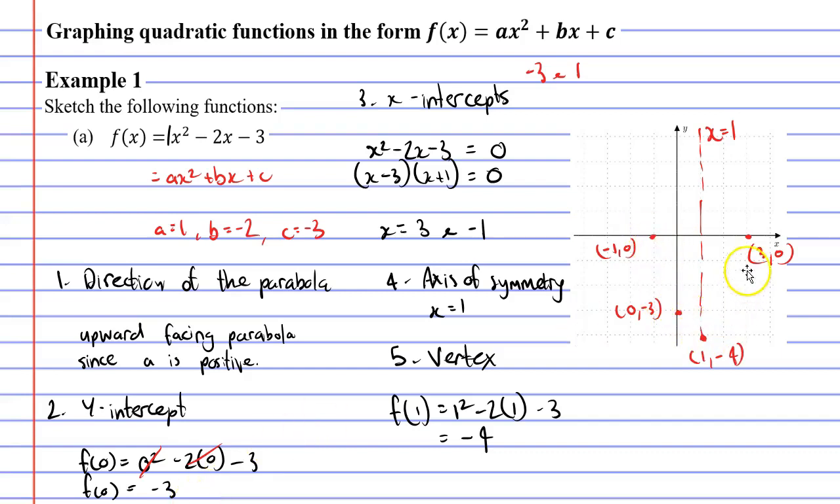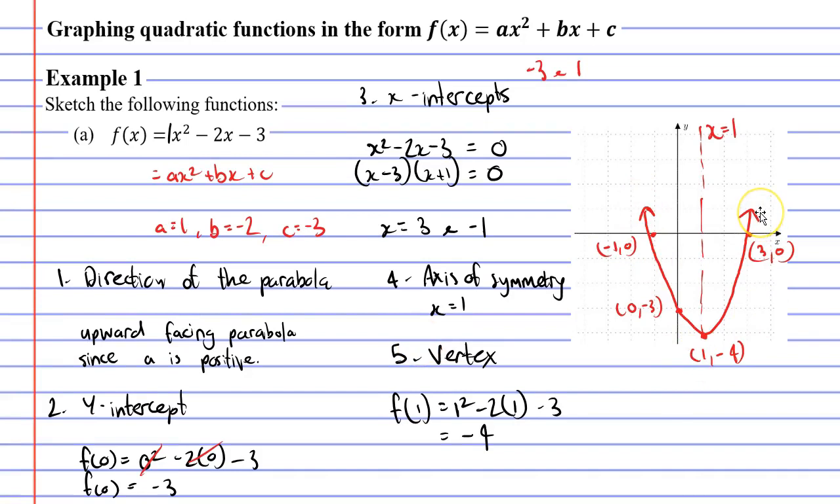We now have all the points we need to sketch our parabola. You'll notice that our parabola passes through our two x-intercepts and our y-intercept, that our turning point exists at the vertex, and that it's an upward facing parabola, which we mentioned at the beginning.